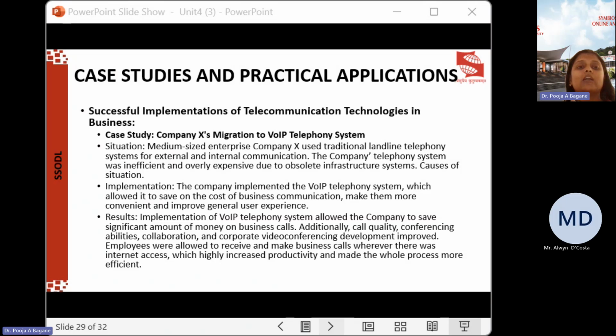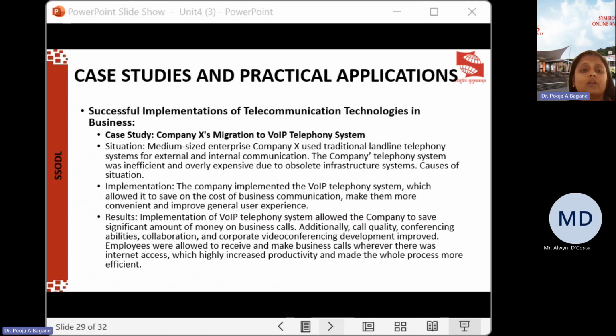Previously, in situations like that, it is a medium-sized enterprise. The company name is X, which used the traditional landline telephonic system for external and internal communication. Previously, in our homes also, it was the same condition. So the company's telephony system was inefficient and overly expensive because of the obsolete infrastructure. So those are the causes of the situation.